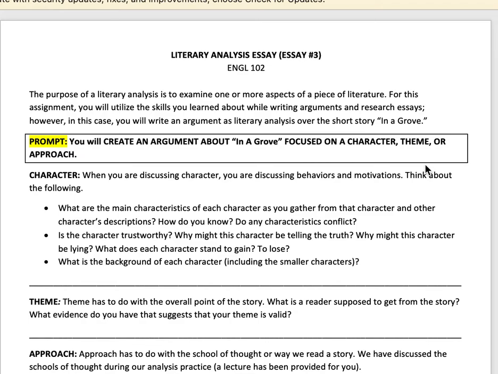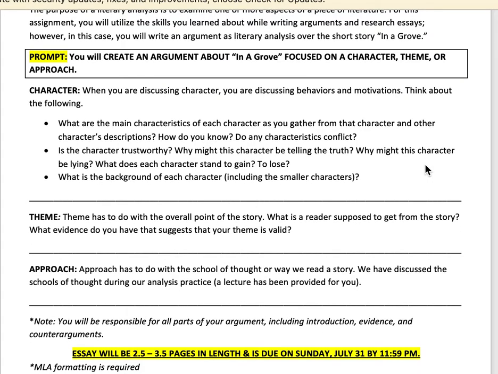So when you're looking at characters, you're looking at behaviors and motivations. You're thinking about things like what are the characteristics of that character, and how do you know that? What evidence in the text suggests that? Do any of those characteristics conflict? So for example, if you have an unreliable narrator, you might have conflicting characteristics. What makes them trustworthy? Why might they be telling the truth or lying? What do they have to gain or lose? And what's the background of those characters?